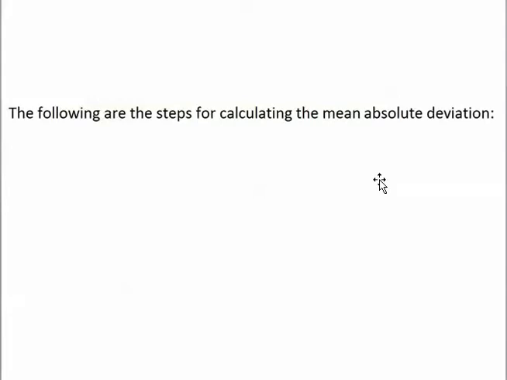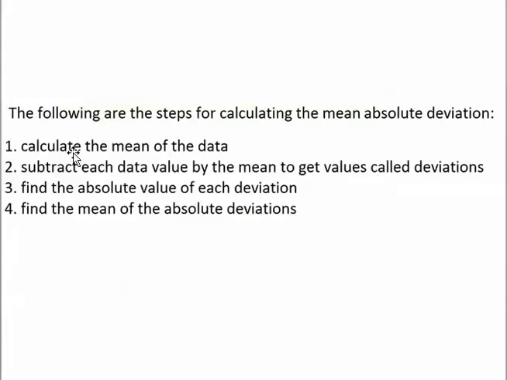First, let's go through the steps for calculating the mean absolute deviation. First, you have to calculate the mean of the data. You have to add the data values and divide the total by the number of data values. Then you subtract the mean from each data value to get values called deviations. And each deviation measures how far that data value is from the mean.